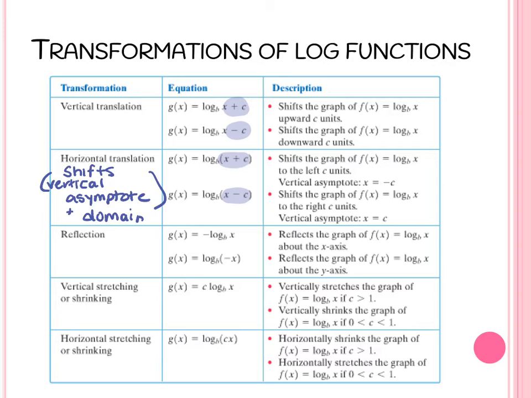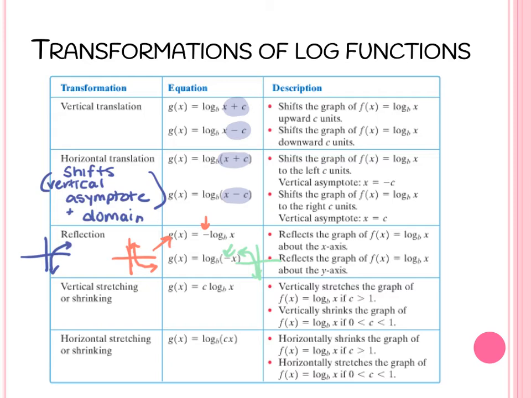The reflection this time, if my parent function is a log, it looks like this. If the negative is on the front, it still flips it upside down. So instead of going up and to the right, it's like that. And the negative inside the function flips it over the y-axis or points it left. The x inside changes my domain as well, because now my arrow would be -infinity up to that point.